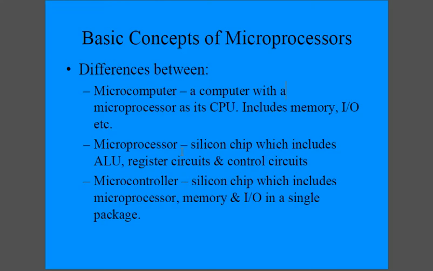Microprocessor is just one single silicon chip which includes the ALU, register circuits and also the control circuits. So only one chip that has ALU, register and also control circuits, that is what we call microprocessor. And then the microcontroller is a silicon chip which includes microprocessor, memory, and I/O already included inside one IC, one integrated circuit. That is what we call microcontroller.